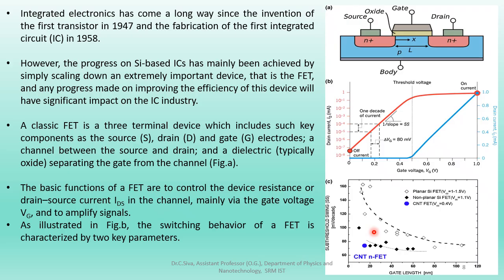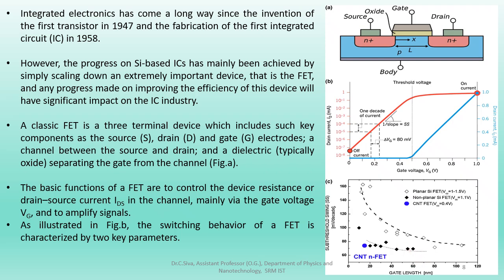CNT FETs with gate length around 9 to 15 nanometer, even 9 to 50 nanometer, show SS values as low as 74 millivolts per decade due to their unique band structure and ultra thin body. You can see these values are lower than 80 millivolt per decade. This is a very good value compared to silicon. This makes CNT CMOS the most promising candidate for scaling down to 5 nanometer nodes.